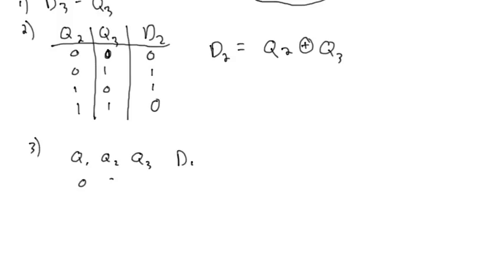We've got 0 0 0, 0 0 1, and 0 1 0. Then comes 3, 4, 5, 6, 7, and then back to 0.